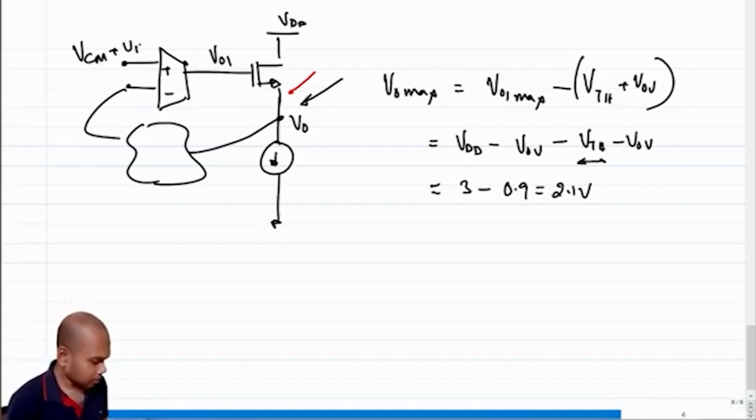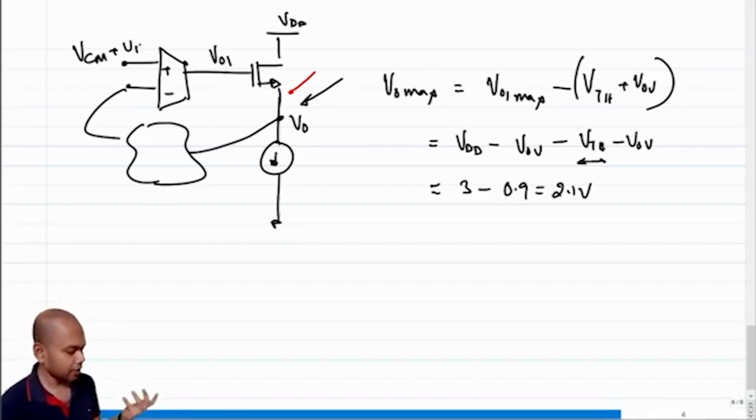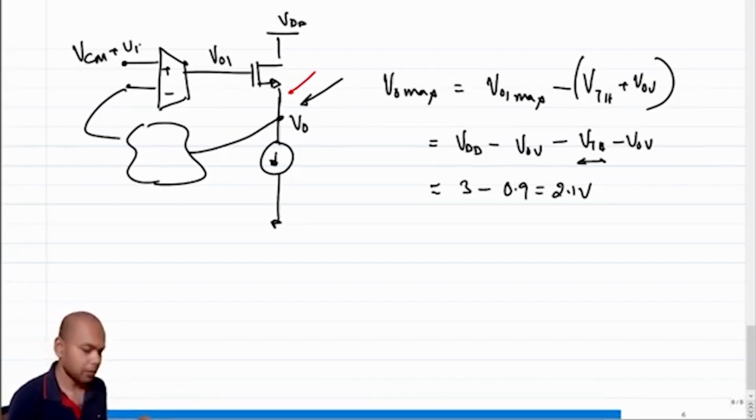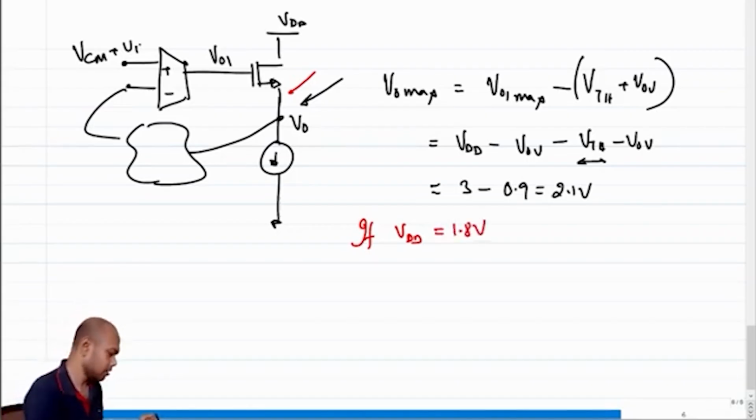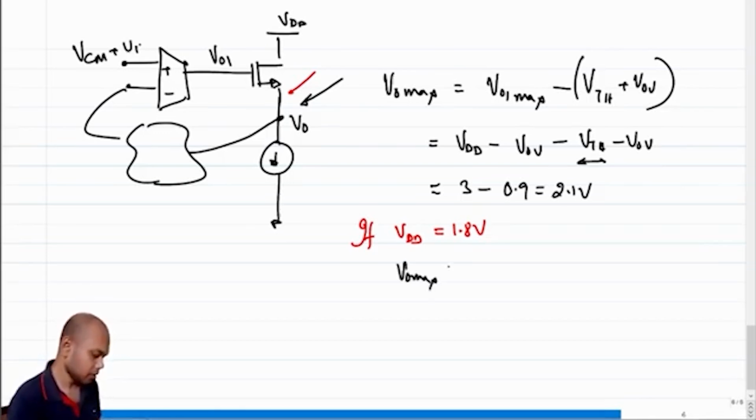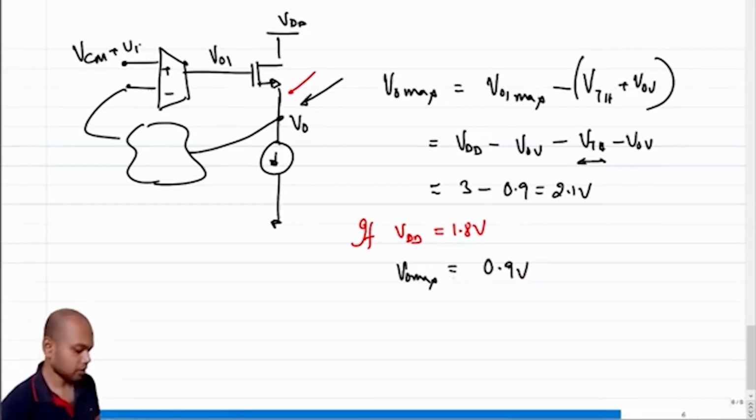Okay, but now let's say I am operating with a lower supply voltage, because many technologies have a lower supply voltage. So let's say if VDD is let's say 1.8 volt, right? So then what is VO max? VO max will be 0.9 volt, right?